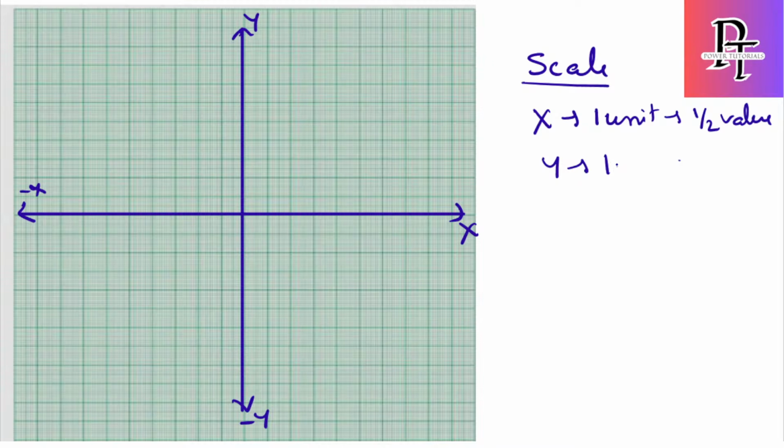For y, 1 unit is equal to 1 centimeter. So y values are 1, 1, 1 on both sides. This is 1, this is 2, this is 3, this is 4, 5, 6, whereas here the x-axis will be 1 by 2. I'm using half, so this is 1 by 2, this is 1, this is 3 by 2, this is 2, and then 5 by 2.